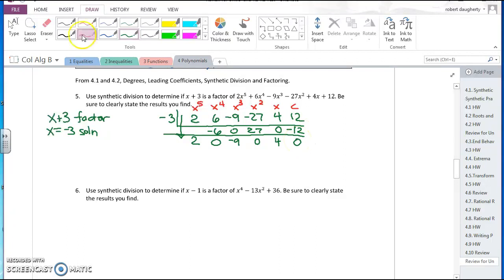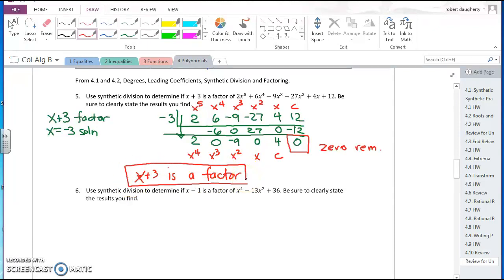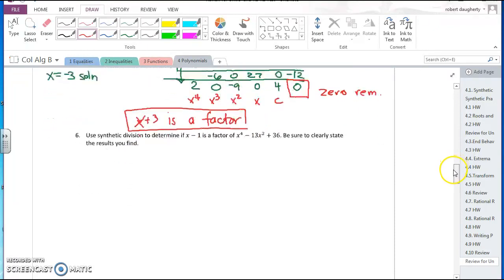So if I look at this bottom row, this corresponds to my x to the 4th. That's my x cubed, x squared, x, and constant. Okay. Because I have a 0 remainder, that means that x plus 3 is a factor, okay? Because of having the 0 remainder. Let's do another one of these.